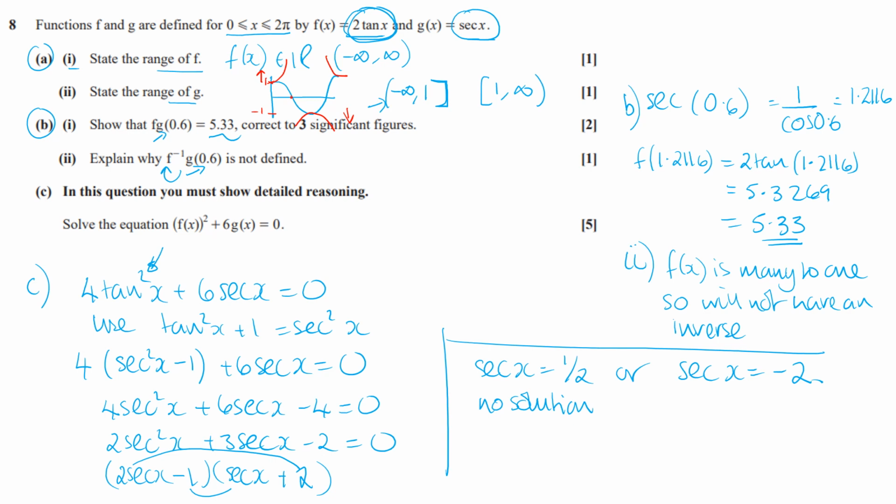And then the other one, sec x is equal to minus 2, will tell us that cos x will have to equal minus a half. So cos of 60 degrees, which is pi by 3, is a half. So cos of 120 is going to be minus a half. So x will equal 2 pi by 3, and then the other one will be pi plus pi by 3, which is 4 pi by 3.